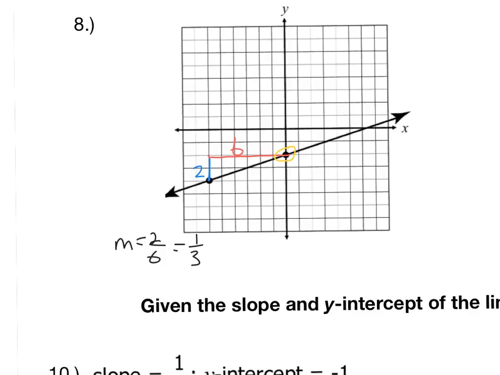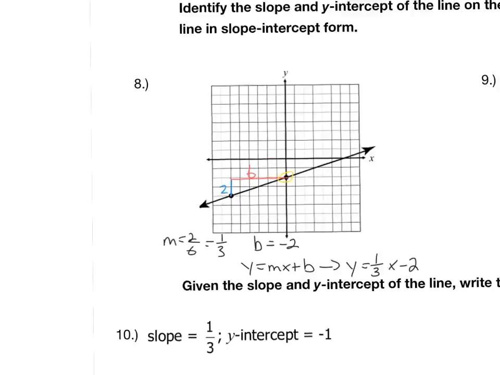And when we're talking about slope-intercept form, we usually label our y-intercept b. So b is going to be -2. Now, hopefully, you know the formula or the equation for slope-intercept form by now. It's y equals mx plus b. So we just substitute the applicable information. It's going to be y equals 1/3 x minus 2.